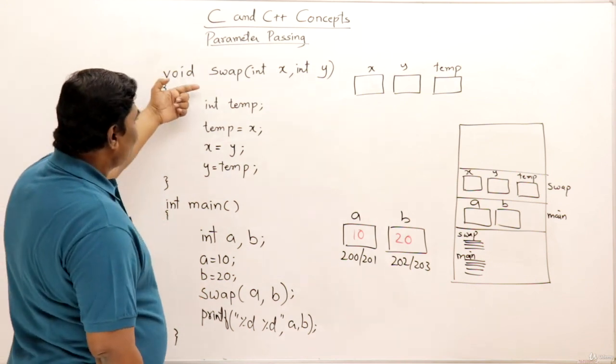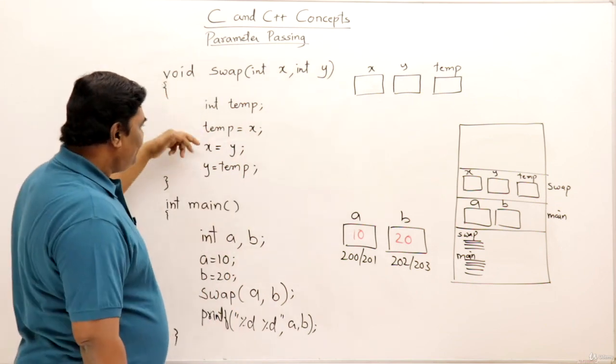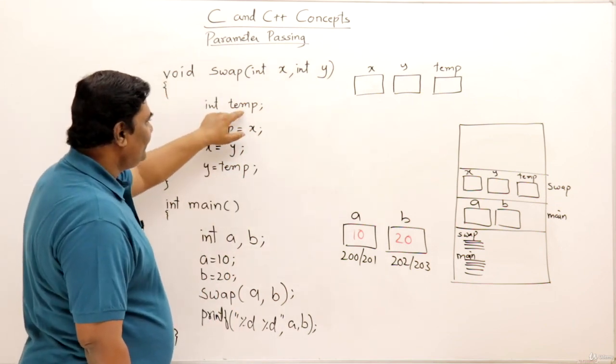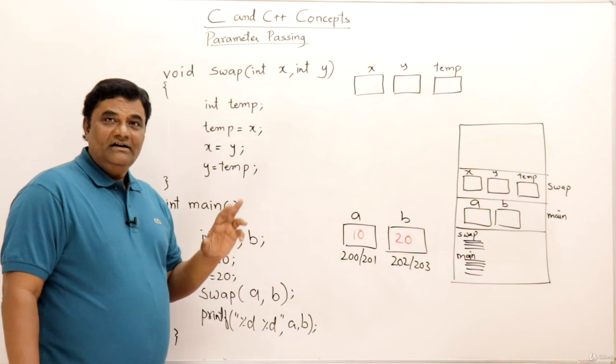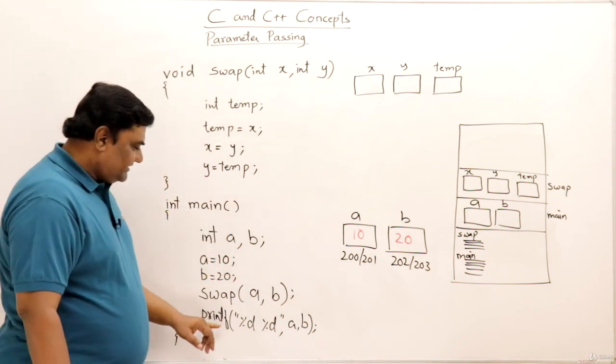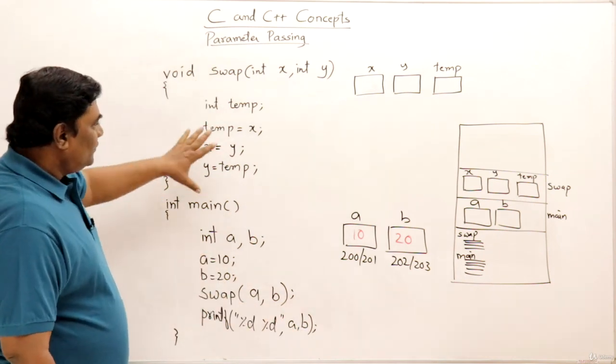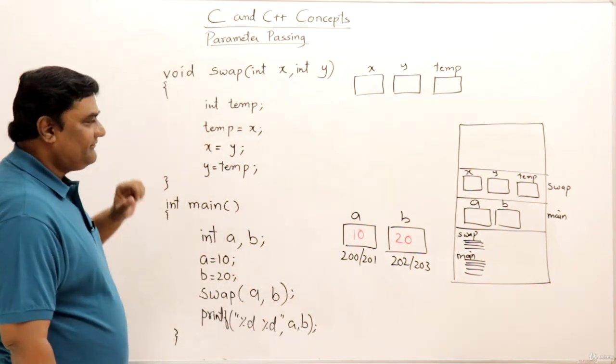This swap function is taking two parameters x and y, and it is swapping the numbers x and y with the help of a temporary variable. And then when the control comes back to the main function, it will print the values of a and b. So this is the code: main function and swap function.